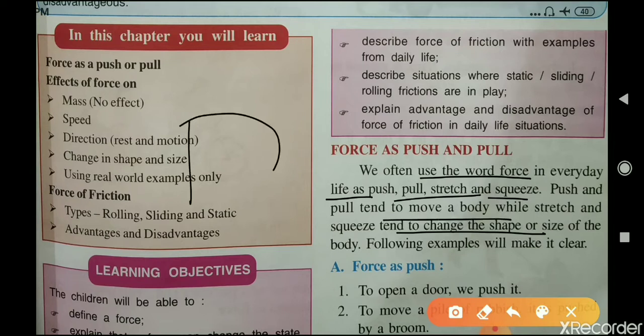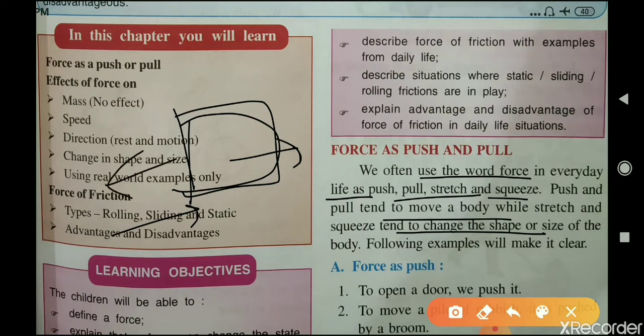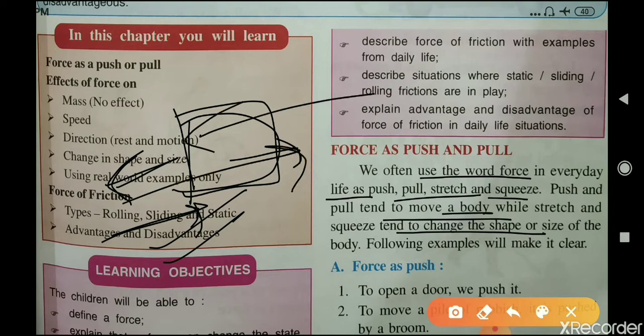Push and pull tend to move a body. Suppose this is a box, either you push it away from you. If you are standing here and pushing this box away from you, it means you are pushing it. And suppose you are pulling it towards yourself, this is also a type of force. While pushing and while pulling, you apply force on this box. So push and pull tend to move a body. In both the cases, this box will move, either you push it away from you or you pull it towards yourself.